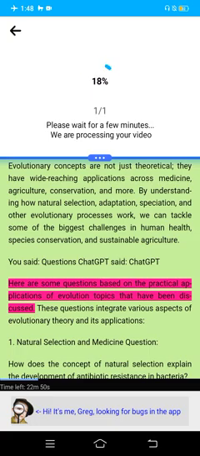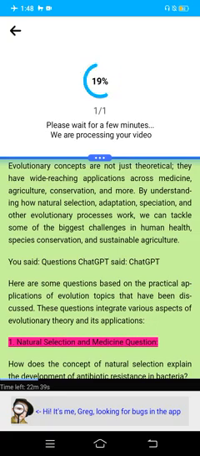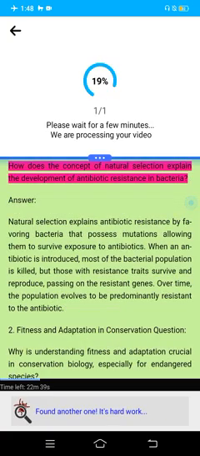Here are some questions based on the practical applications of evolution topics that have been discussed. These questions integrate various aspects of evolutionary theory and its applications. 1. Natural selection and medicine. Question: How does the concept of natural selection explain the development of antibiotic resistance in bacteria?